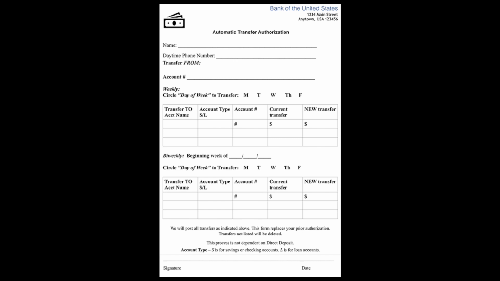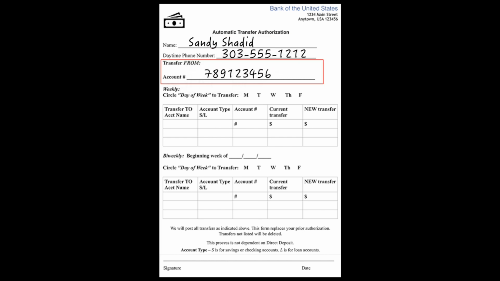As you see, there are several important pieces of information needed to establish the automatic transfer. You need to write your name. You need to write your phone number. You need to write the account number from where the funds will be taken. For example, most of you will write your checking account number there, as you are taking money from your checking account and having it directly placed into your savings account.